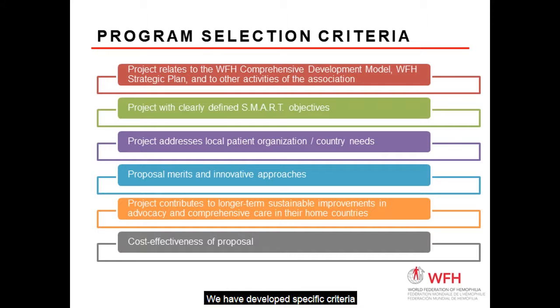We have developed specific criteria in order for us to be able to evaluate and select the projects. And you will see here the first criteria is thematic. So the projects that are related to the WFH Comprehensive Development Model and the strategic plan, and are also relevant for other activities of the association. I will speak a little more about the development model and the strategic priorities in the next slide. The projects which have clearly defined SMART objectives, and Dawn will cover that in her part of the presentation. Projects that address local patient organization or the country needs. Of course, the projects have to be relevant to the needs of your local community.